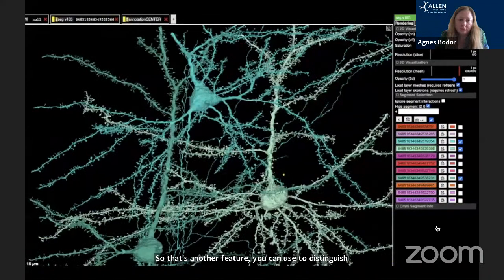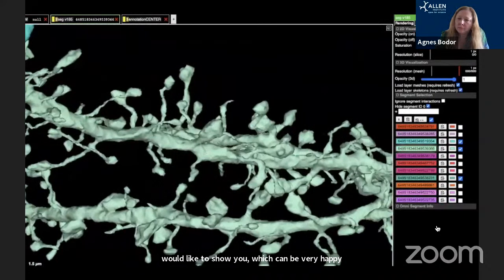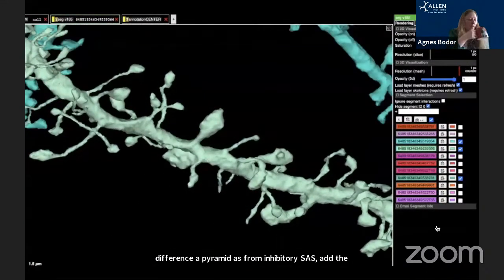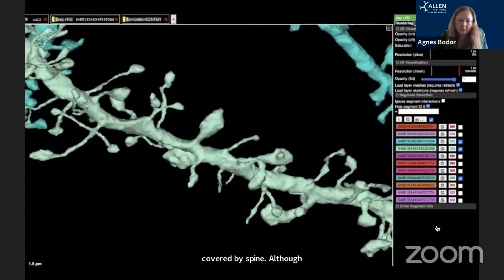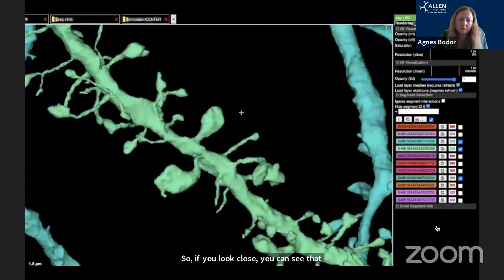Another structure I would like to show you, which can be very helpful to differentiate pyramidal cells from inhibitory cells, is the spine coverage. You can see every dendrite of the pyramidal cells is covered by spines, although the level of spininess can be different within pyramidal cell types, but all of them have that structure, especially starting on the secondary dendrites. So if you look close, you can see that the morphology is very variable.